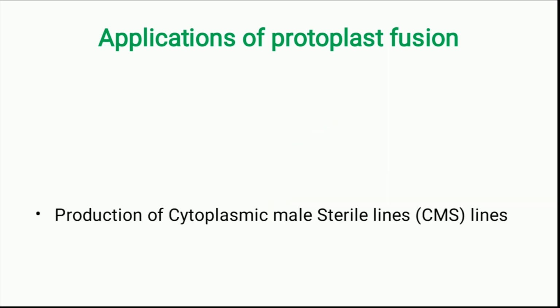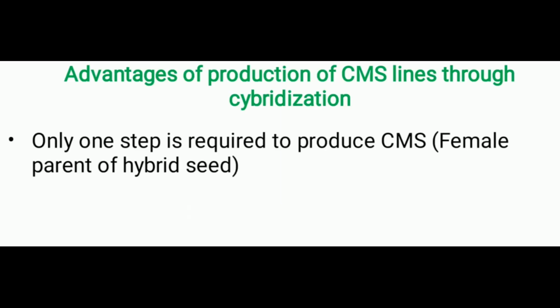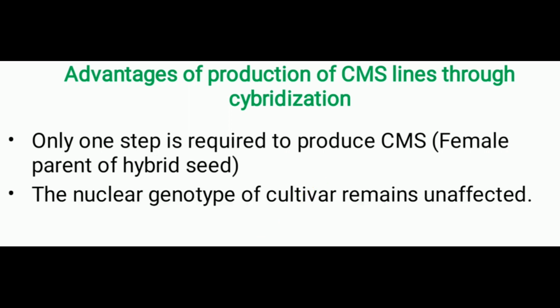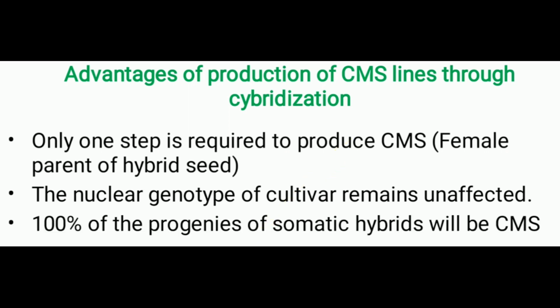It is widely used for production of cytoplasmic male sterile lines. Advantages of production of cytoplasmic male sterile lines through this technique: it requires only one step to produce the cytoplasmic male sterile line. The nuclear genotype of the cultivar remains unaffected if you produce the CMS line this way. And 100% of the progenies of somatic hybrids will be cytoplasmic male sterile.